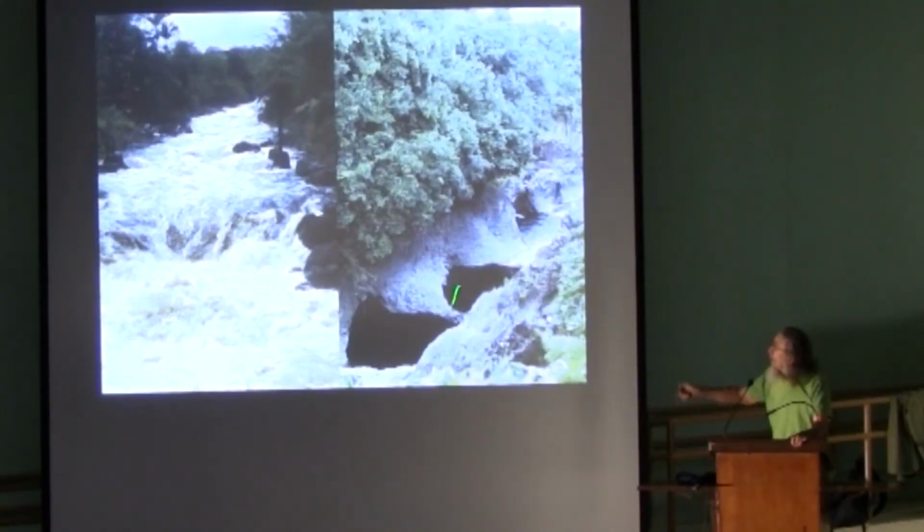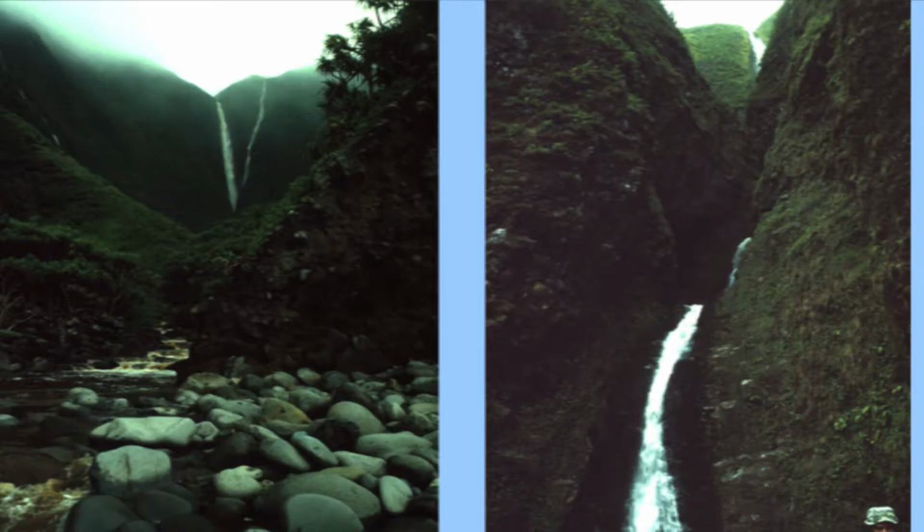This is Boiling Pots above Hilo, and you can see these depressions are dug by the swirling water as it goes down through this prismatic basalt here. So this is what erosion does, and this is how it does it on solid basalt.